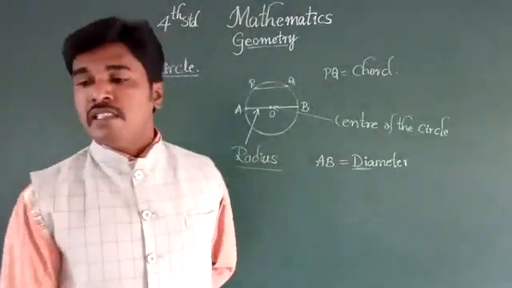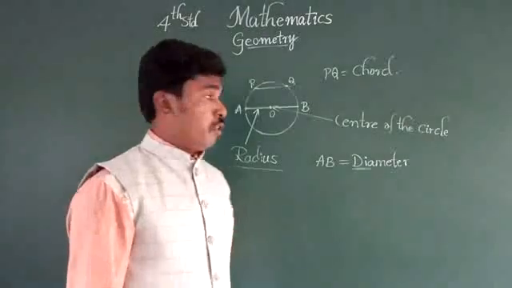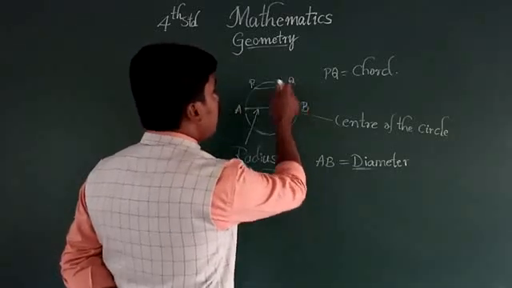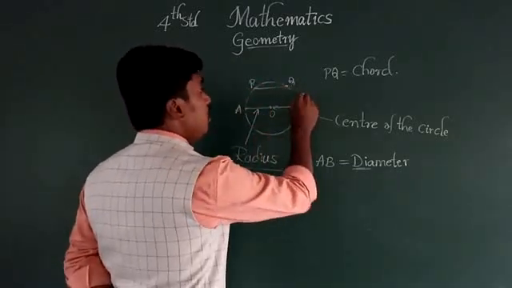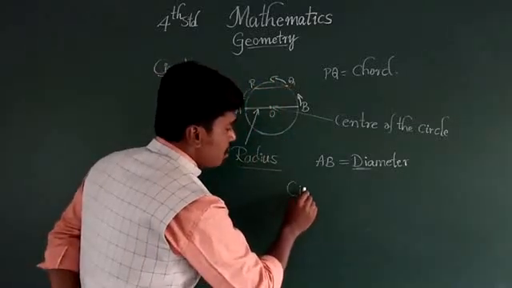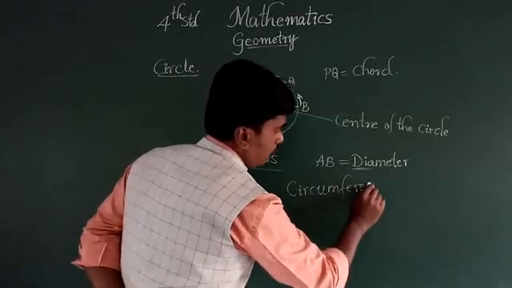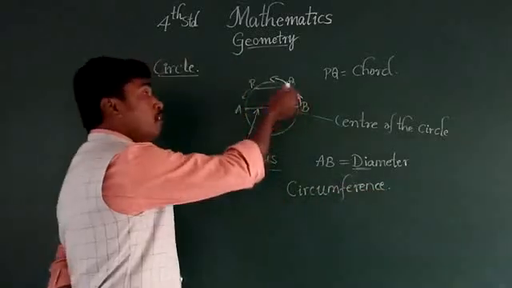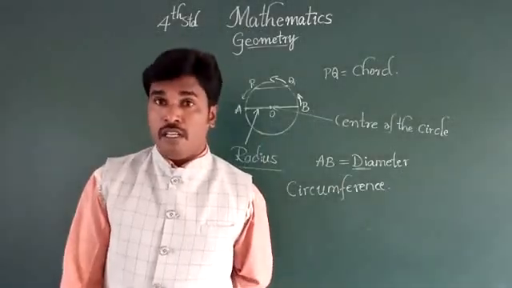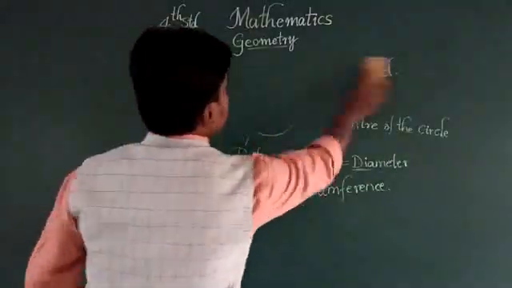It is exercise practice time 2. So in your notebook, in your textbook, one more word will arise: the length of the circle. The length of the circle is called the circumference. Observe, dear children. Now I am proceeding to the exercise part.